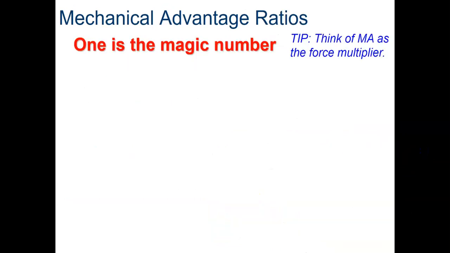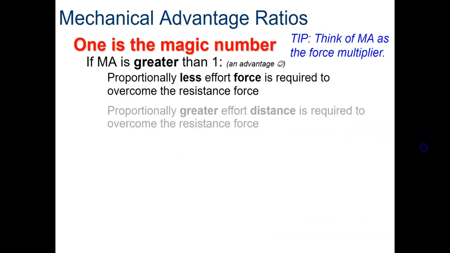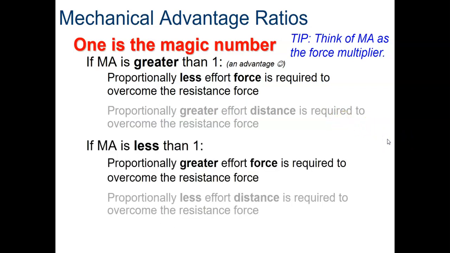Now for mechanical advantage, 1 is the magic number, right? So 1 tells you if you're getting an advantage or not. So if it's bigger than 1, that means you put in less force to move an object. But the trade-off according to work is you have to push it a greater distance. If you have a mechanical advantage of less than 1, then you have to put in more effort force to move an object, but you have less distance. If you're right smack dab at 1, then there's no advantage one way or the other. So it can never be less than or equal to 0. So it's only less than 1, 1, or greater than 1.